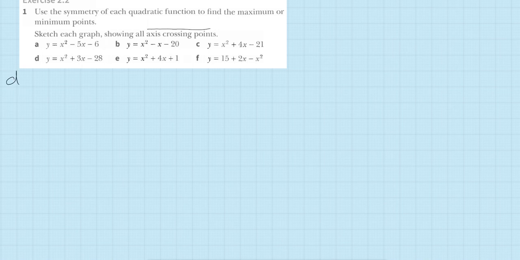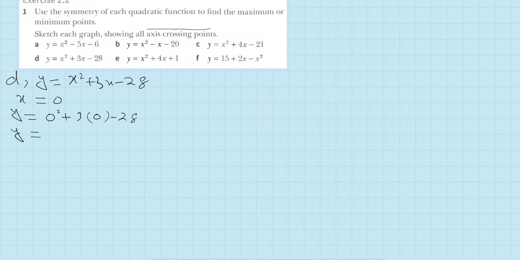So part D is y is equal to x square plus 3x minus 28. Again, follow the same steps. x is equal to 0. Put x is equal to 0, then y is equal to 0 square plus 3 into 0 minus 28. y is equal to minus 28. So we achieve the first point of axis crossing points.